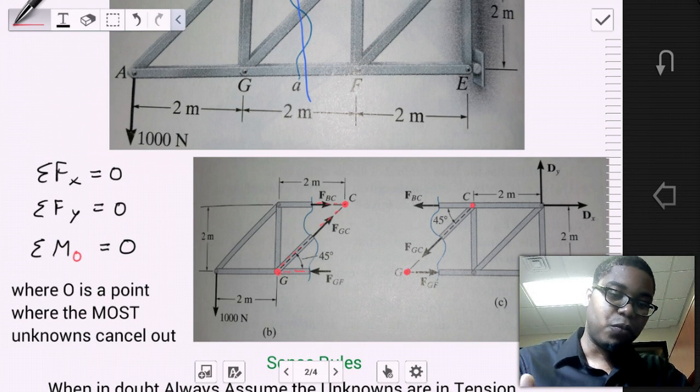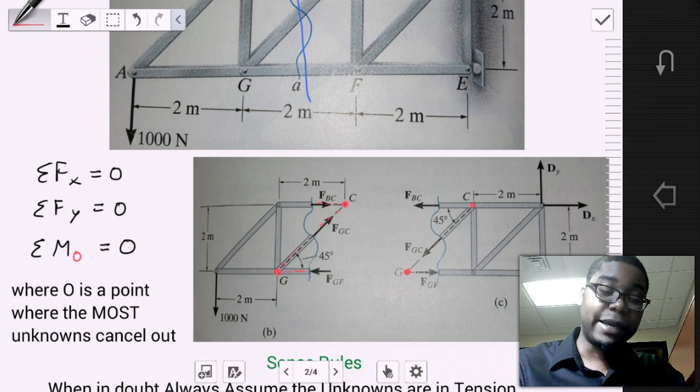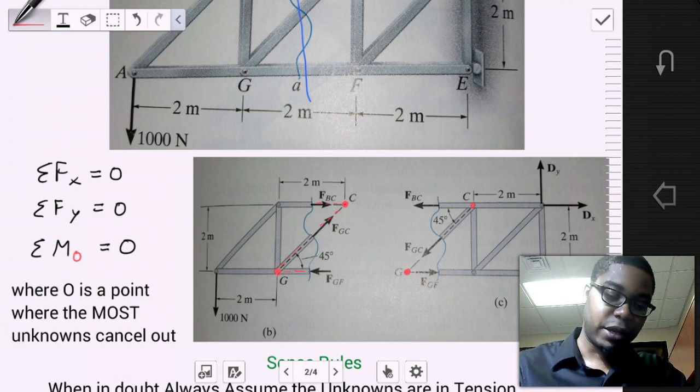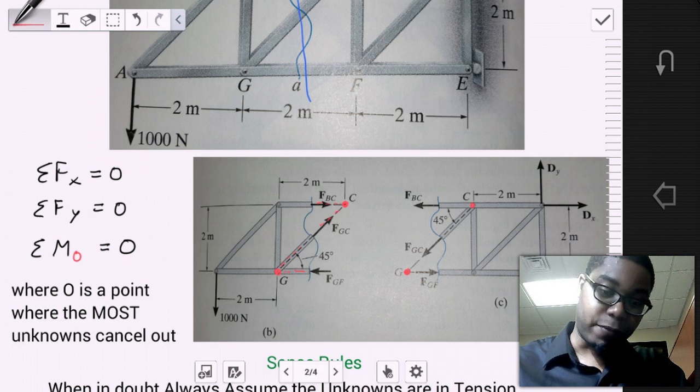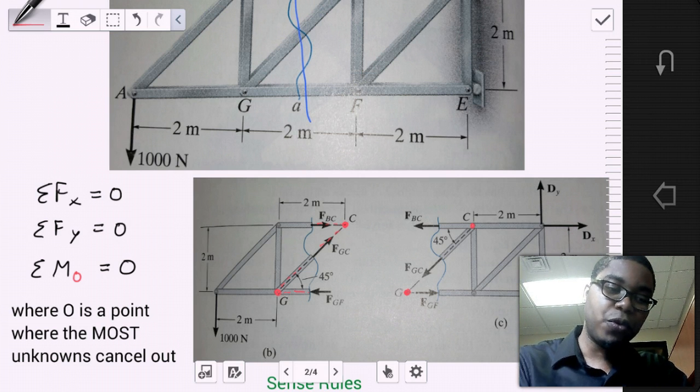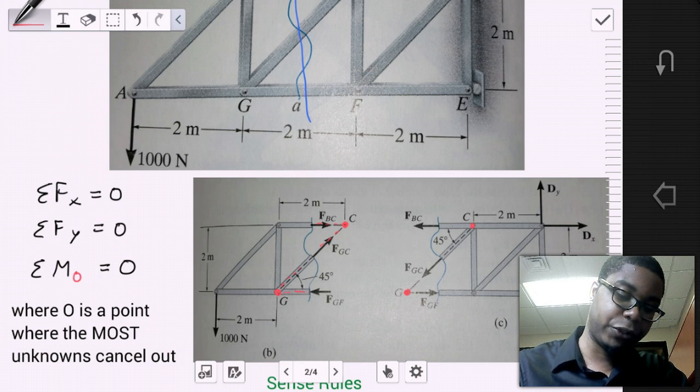Additionally, we can decide which section we want to use. We could either use the left-hand side to find the internal forces or the right-hand side. Now, if we look at this diagram, we can see very easily that the left-hand side has no additional unknowns. All we have is an external applied load of 1,000 newtons. If we were to use the right-hand side, then we would have to find our support reactions first. So we'd have to find Dy, Dx, and Ex before we're able to determine those internal forces. So it's very important, when you apply the method of sections, to think carefully about which section you want to use in order to determine the internal forces.